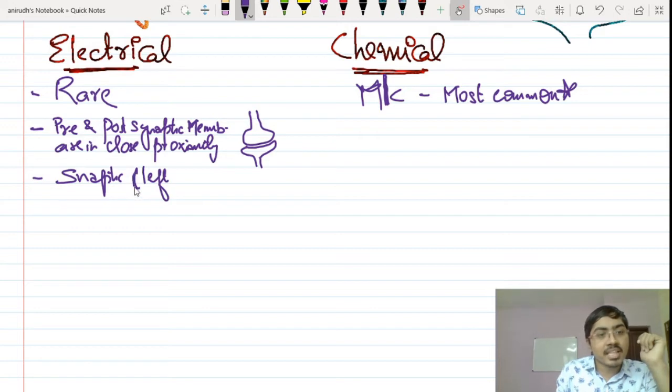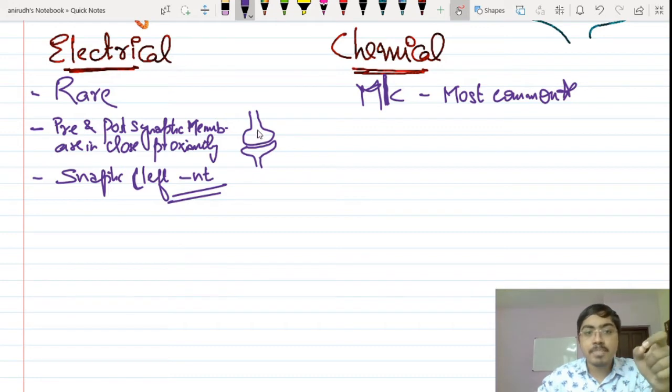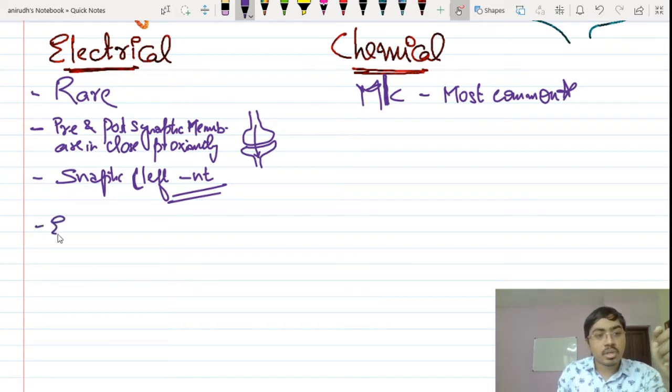So your synaptic clefts are absent. Synaptic clefts are actually very much negligible when you come to electrical synapses, because you don't need a gap for transmitting the impulses. Impulses will be directly transferred from one neuron to the other neuron, just like electrical impulses. So you have electrical impulses over here. What are the impulses here? Electrical impulses itself.